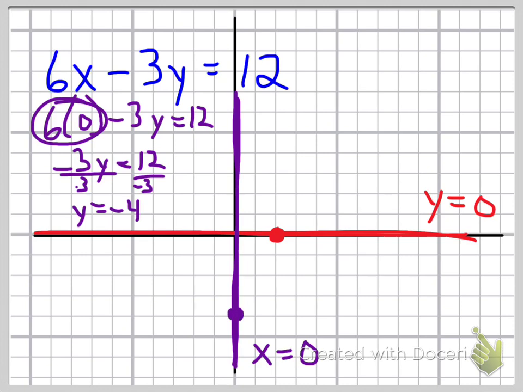From here, I can now see my slope triangle is up 4 to the right 2, which is the same thing as a slope of 2, and I can graph the rest of my line.